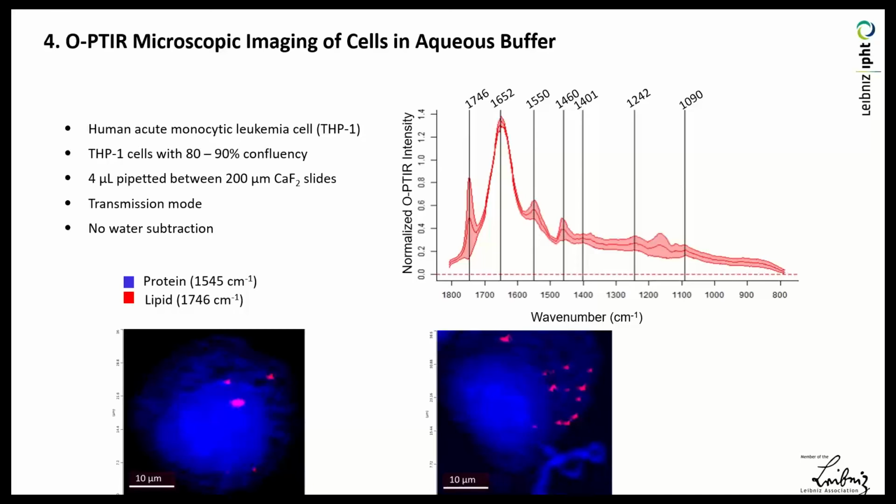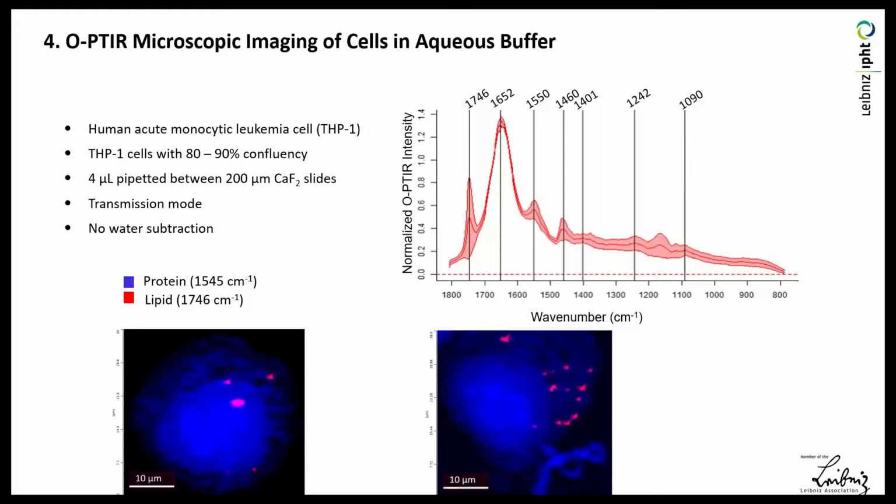So here we use the THP1 cell line, a monocytic leukemia cell line. Cells were grown and then pipetted between calcium fluoride slides, and we found it was necessary to use very thin calcium fluoride slides, 200 nanometer. Otherwise, the contrast was very poor in the microscope, and so we couldn't find the sample. And of course, not only was the contrast poor, the signal intensity was also poor.